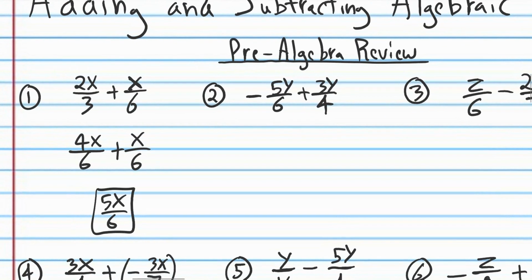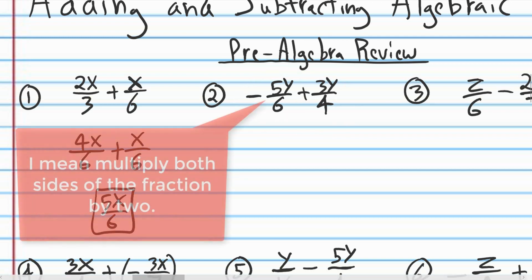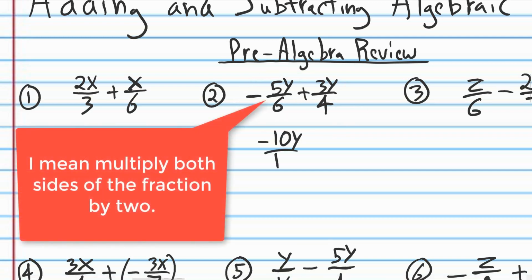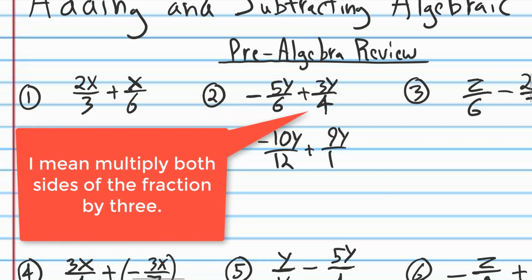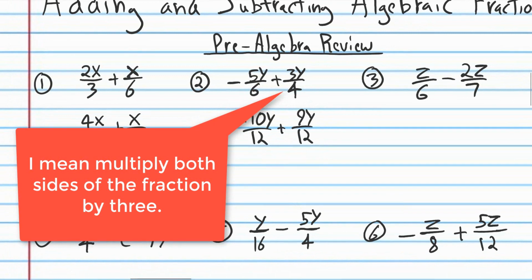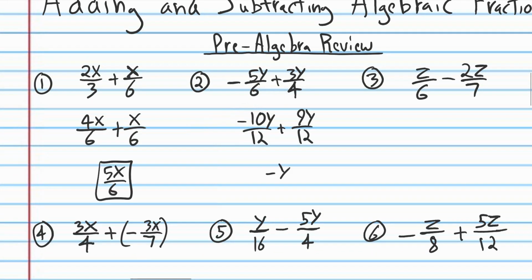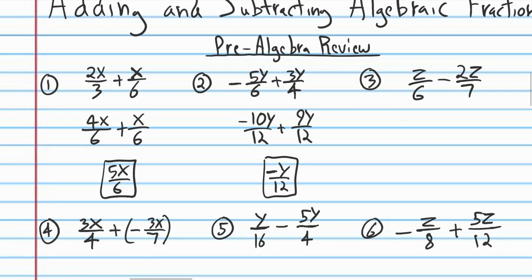So we only had to multiply one fraction on the first problem, but on this problem we have to multiply both fractions. If we multiply this fraction by 2, we get negative 10y over 12. And if we multiply the other fraction by 3, we get 9y over 12. So now we have a common denominator. We add those up and we get negative y over 12. And remember, if your coefficient is 1 or negative 1, you don't write the 1, you just write negative y or just y.